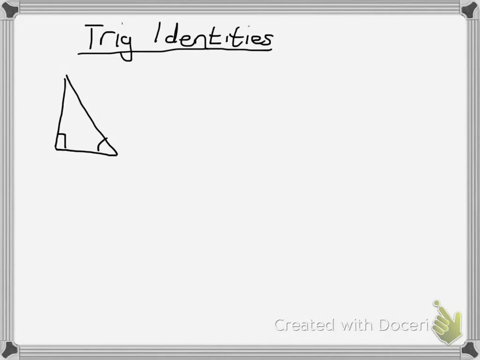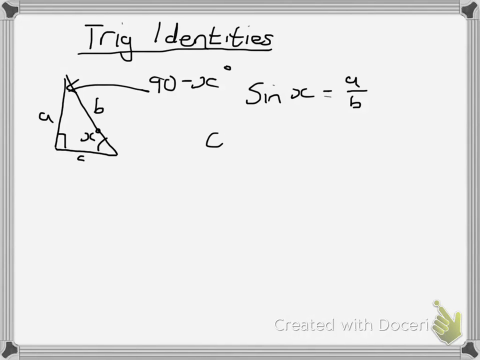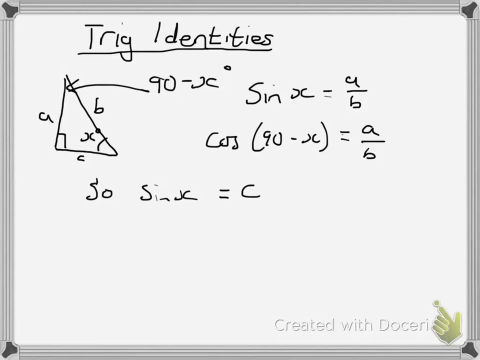Give one of the angles the name x, and therefore the angle at the other side must be 90 minus x degrees. Labelling the sides A, B and C, I can see that sine of x is equal to A over B. By the same method, cos of 90 minus x, the other angle, is also equal to A over B, because cos is adjacent over hypotenuse. So that tells me that sine of x is the same as cos of 90 minus x.